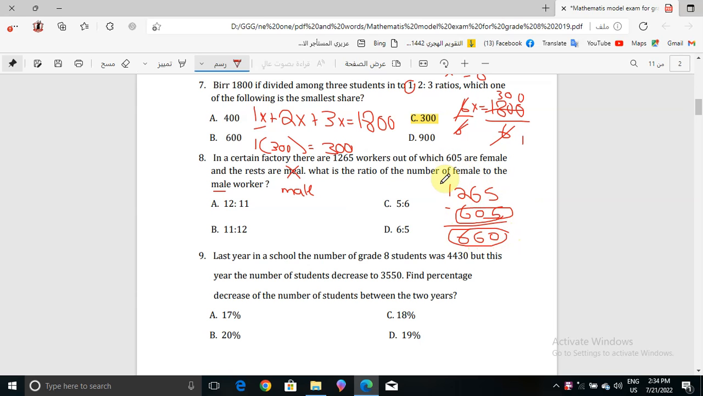Now he wants the ratio of female to the male. So what we will do here, it will be 605 over 660. Then here it will be divided by 11, and here we'll cut it by 12. So that means 11/12, which is in choice B. Choice B is the correct answer for question number 8.